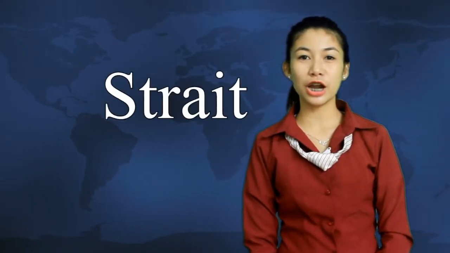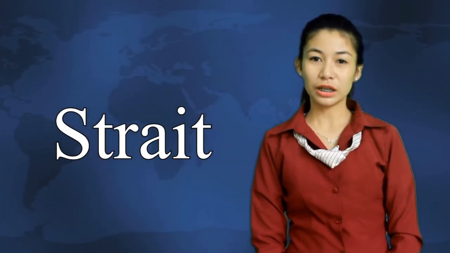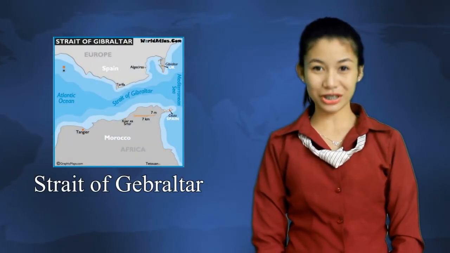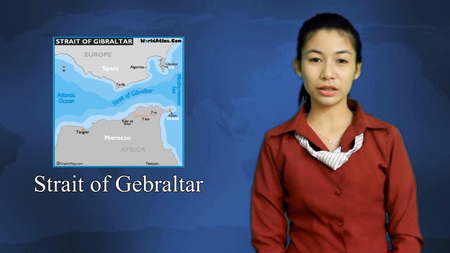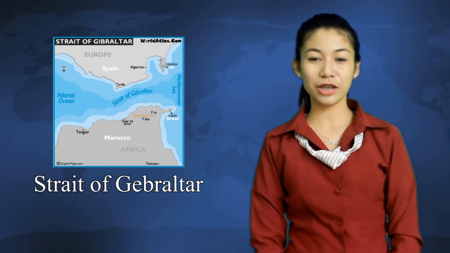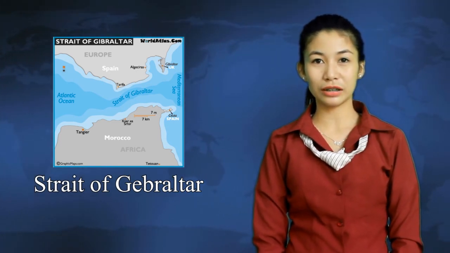Strait. A strait is a narrow body of water connecting two larger bodies of water. Which is the most famous strait in the world? The Strait of Gibraltar is probably the world's most famous strait. It is a narrow strait that connects the Atlantic Ocean to the Mediterranean Sea and separates Gibraltar and Spain and Europe from Morocco and Africa.